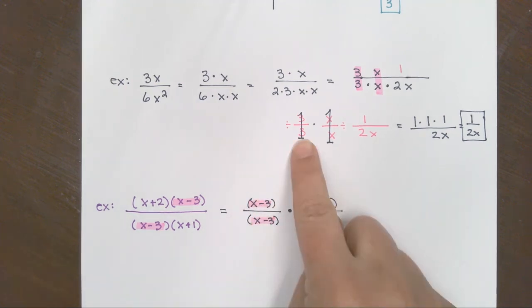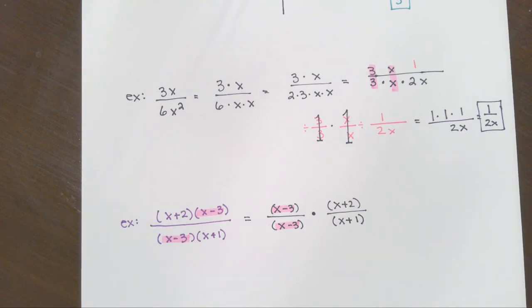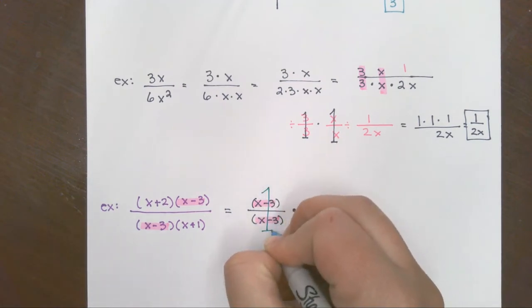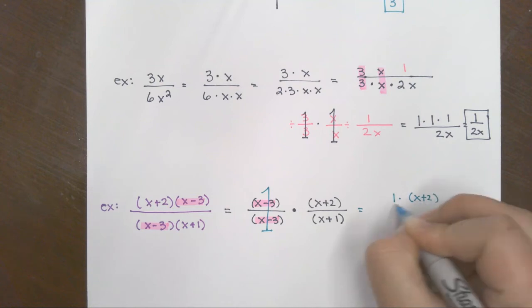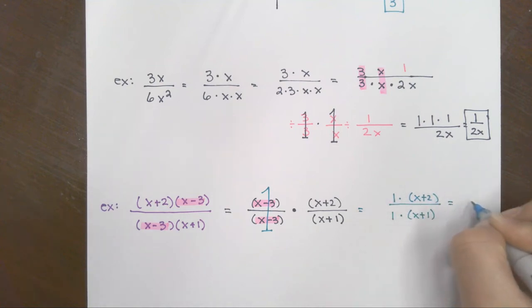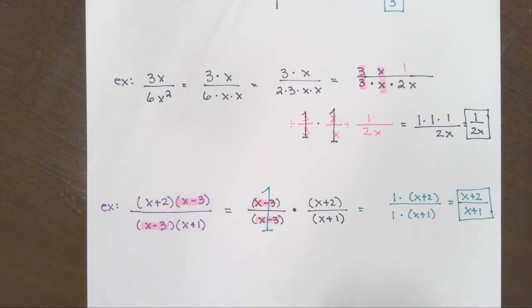Just like when we had 3 divided by 3 and x divided by x, x minus 3 divided by x minus 3 is the same thing, so this is just 1. So we have 1 times x plus 2, and we have 1 times x plus 1. Our final answer is x plus 2 divided by x plus 1, simplified. Now we are not talking about any excluded values, so values that x cannot be. We're going to do that later.